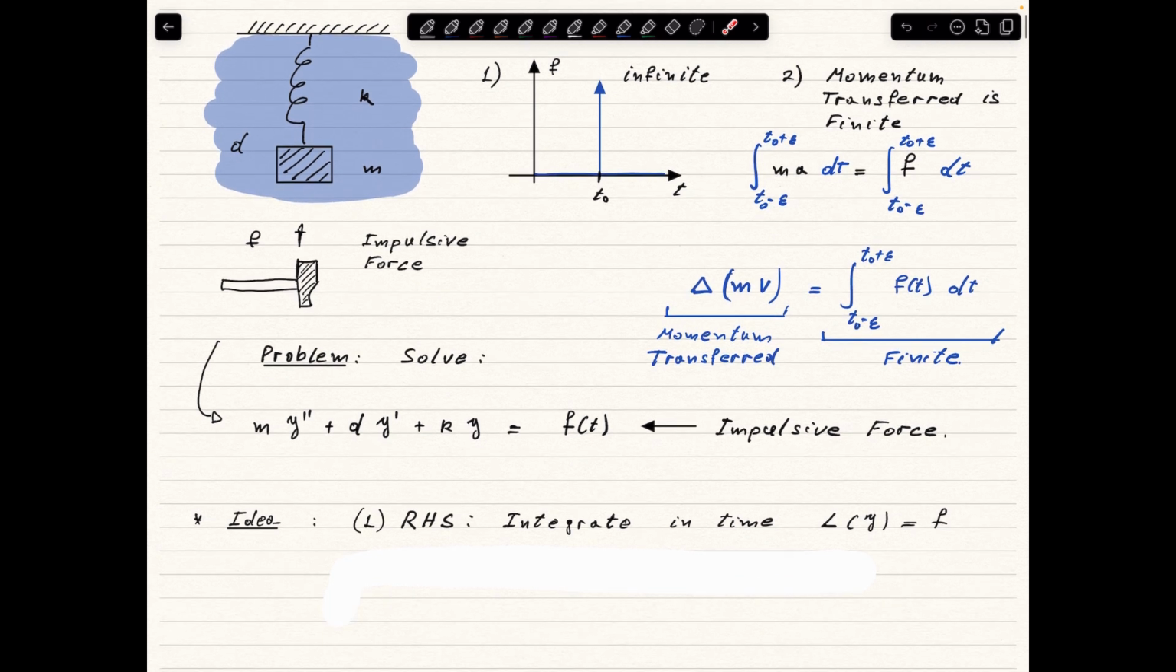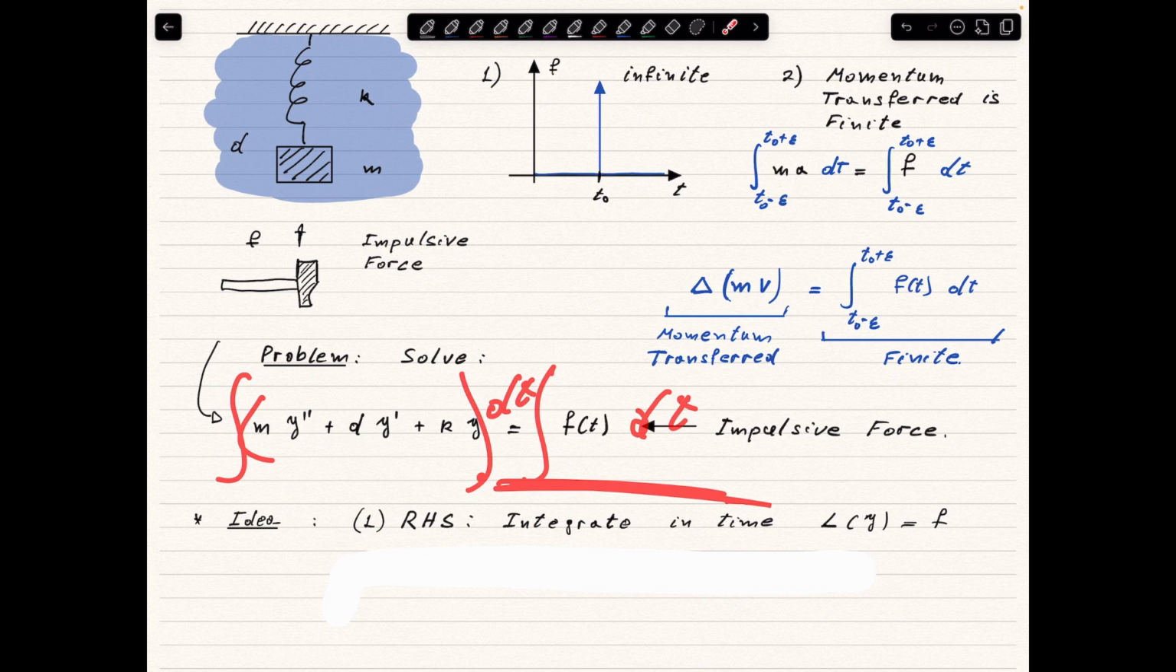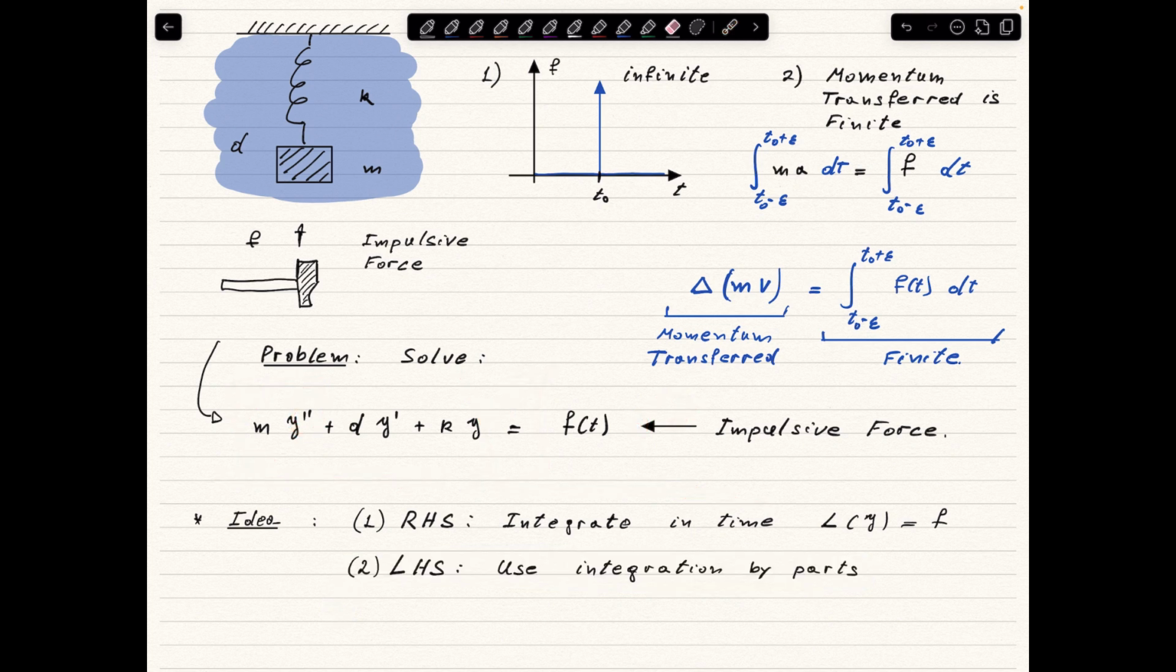But then when we integrate in time, this is going to be finite, but then we need to deal with this integral here. And what are we going to do over here? Well, the idea is to somehow, now that we are integrating in time, move this derivative somewhere else by integration by parts. So to be able to work on the left hand side, we are going to use integration by parts.